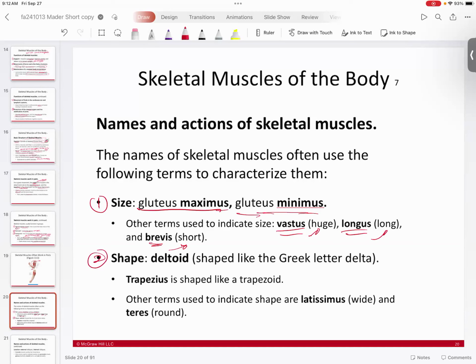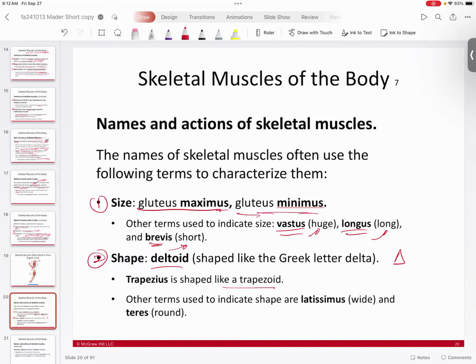Sometimes we'll name muscles after their shape. So for instance, your deltoid, which actually is the third letter of the alphabet, is a Greek letter delta, a triangle. And so a deltoid muscle is actually triangular shaped. The trapezius is shaped like a trapezoid.